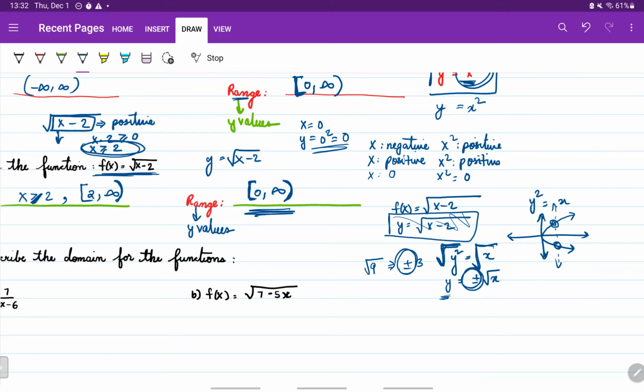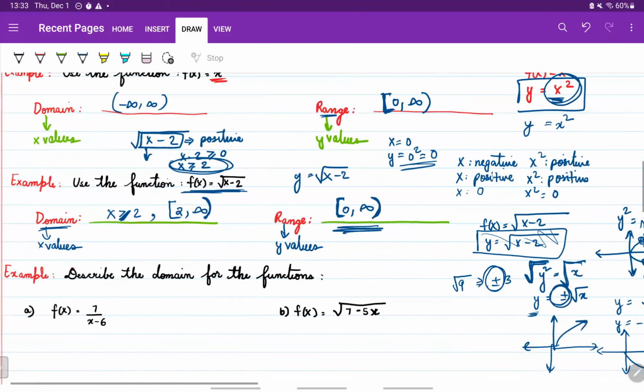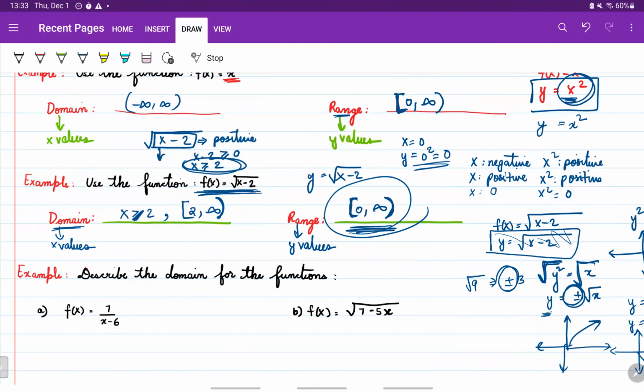It would be a valid function only if we have y equals square root x or y equals negative square root x. Then we have a valid function, because y equals square root of x would look like this, and y equals negative square root x would look like this. So that is why we have only the positive values here, because this function here is only talking about the positive square root of x minus 2. I hope that made some sense at least.